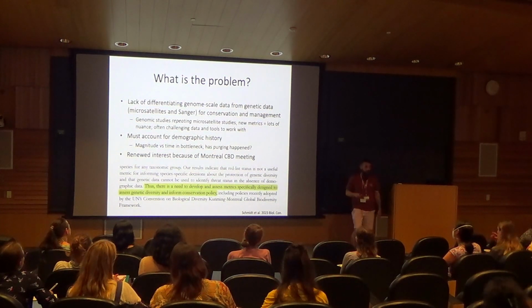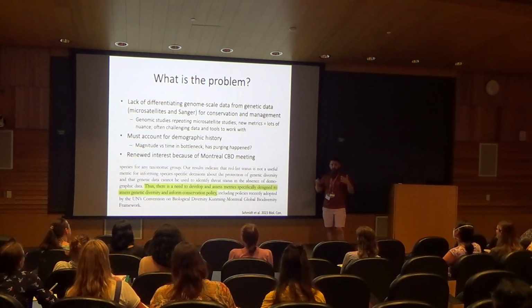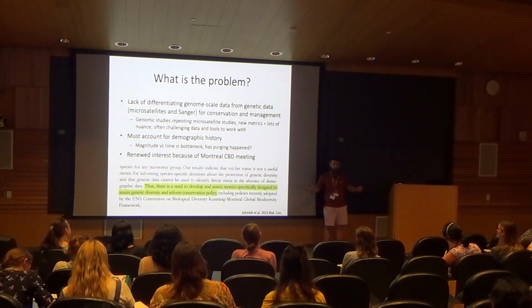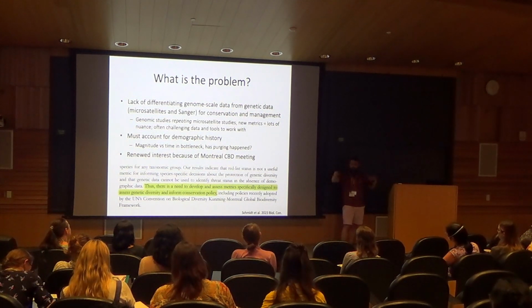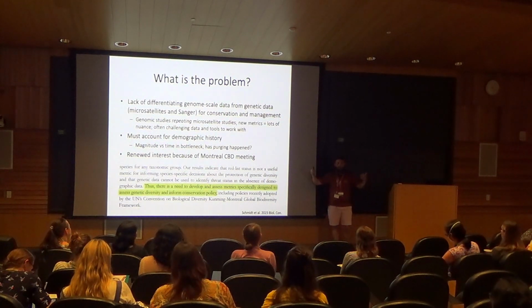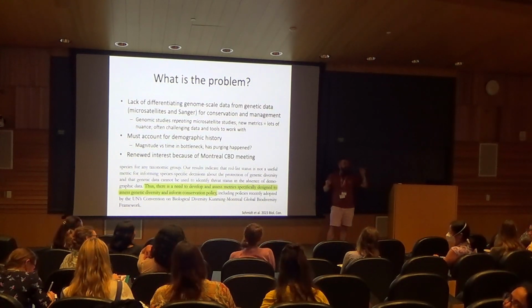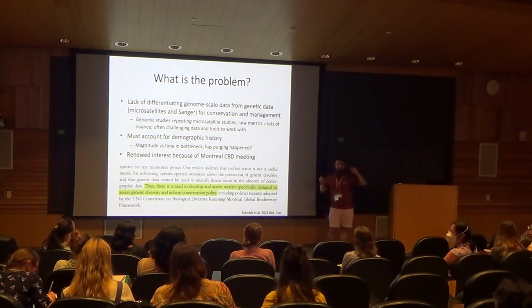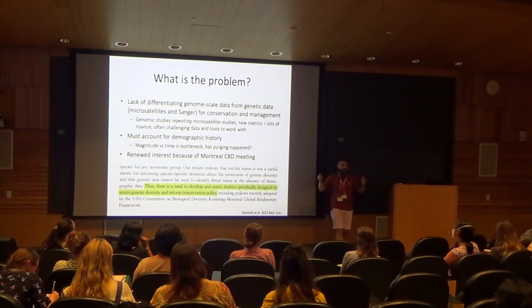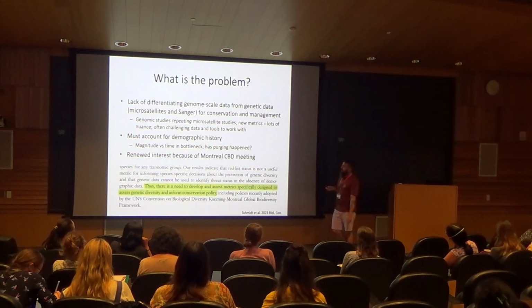of genomic data. This problem also exists because with genome data, like you've seen today, there are a lot of new metrics: genetic load, runs of homozygosity. Those of us who did microsatellites, everyone sort of accepted what good values were and what bad values were for conservation. That's not the same with genomic data. We're still wrestling with that.